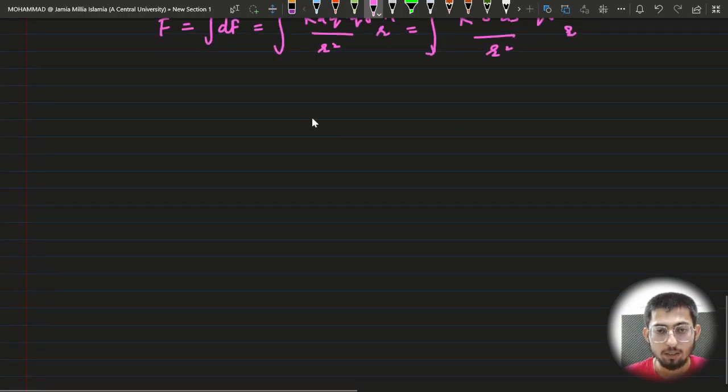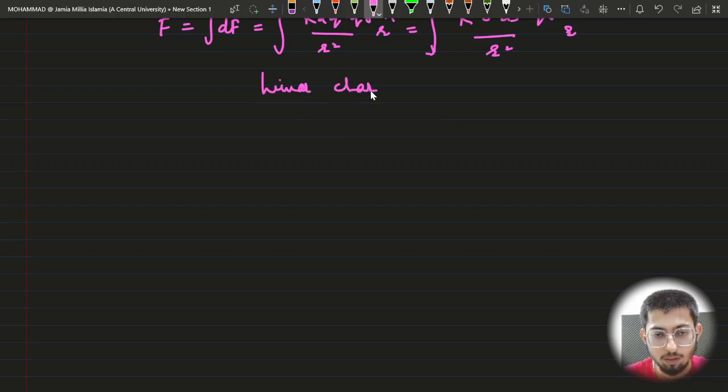Now last is the linear charge distribution. Can you do it on your own? Everything else is the same. We'll do it quickly, right?